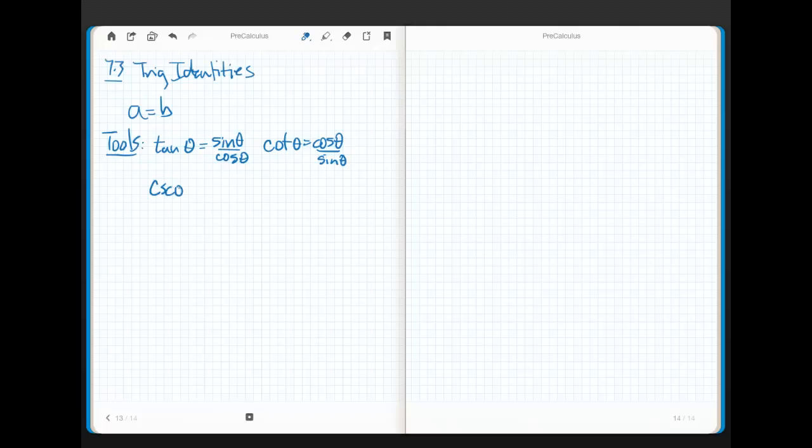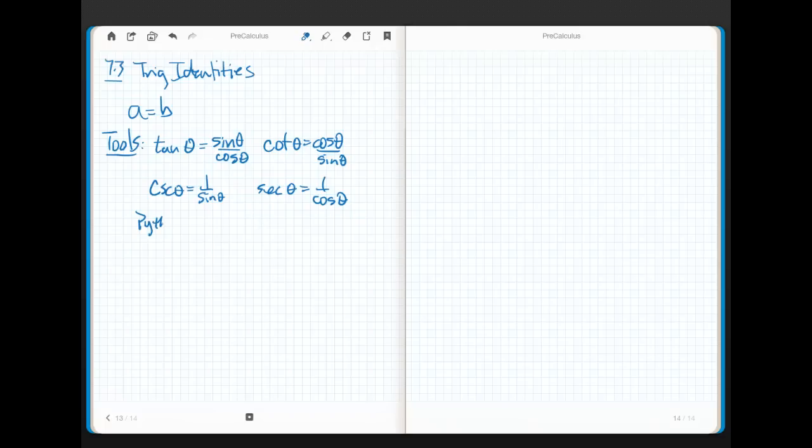Okay? Then there's cosecant of theta, which is 1 over sine theta. And then secant of theta is 1 over cosine of theta. Those are the biggies. Nothing to it. Now, let's talk about the Pythagorean identities.